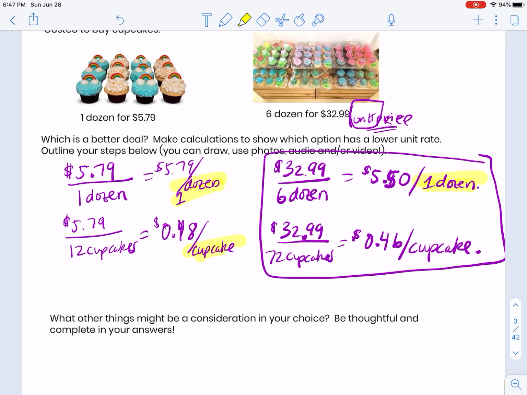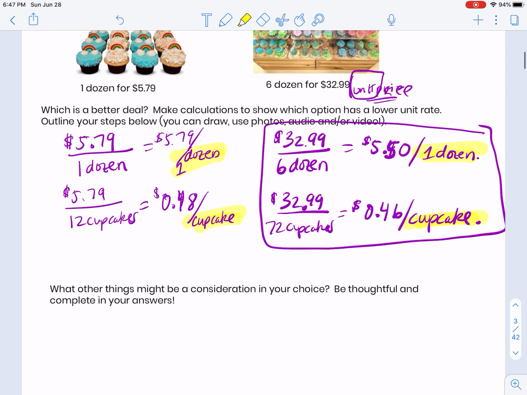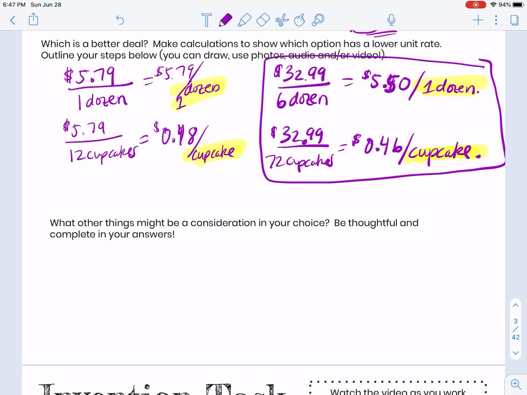You have to compare to the same thing on the bottom. We want to compare always to 1 dozen or 1 cupcake. Okay. And in this example, sometimes it's not so clear as that, right? So if I needed 6 dozen cupcakes, then this is the obvious choice. Okay. But what if I only needed 3 dozen cupcakes, right? Then I might choose the first option because then I don't need 3 dozen extra cupcakes. Then I'm wasting a lot of money. Okay. So that might be one answer. How many you need. Okay.